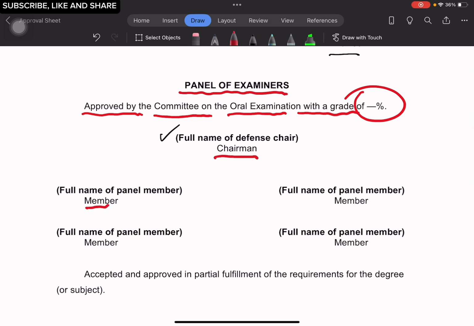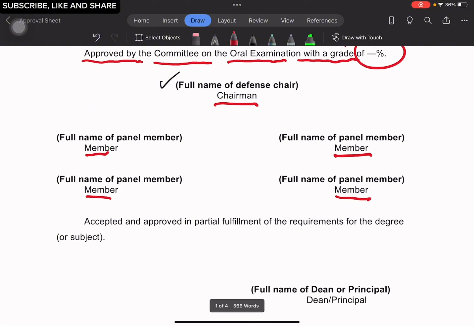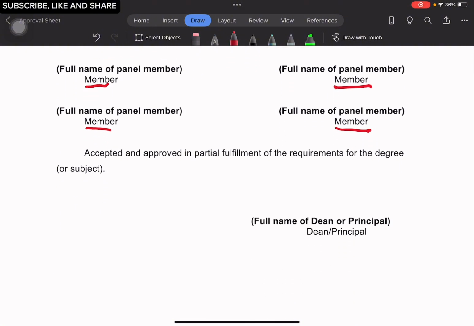And then this is all constant depending on the number of members in your defense. So if you only have two members and one chair, then there is no need to include the additional two members in this particular template. And then the last part will be, again, the acceptance part. Accepted and approved is constant.